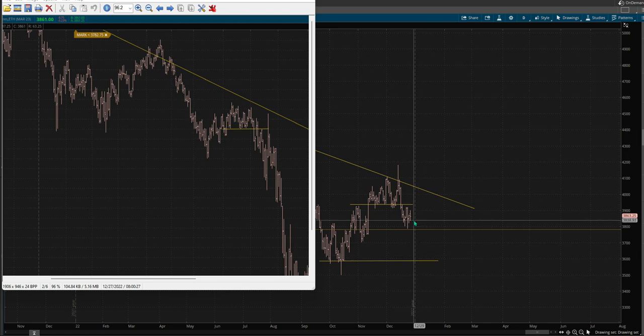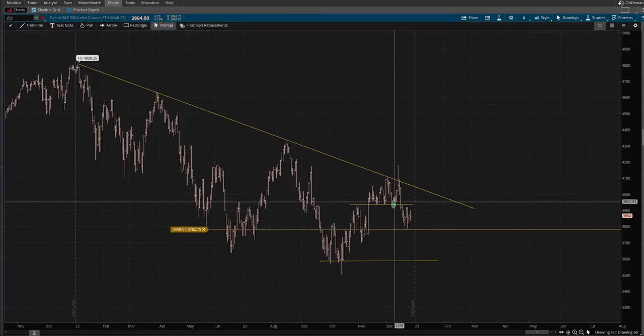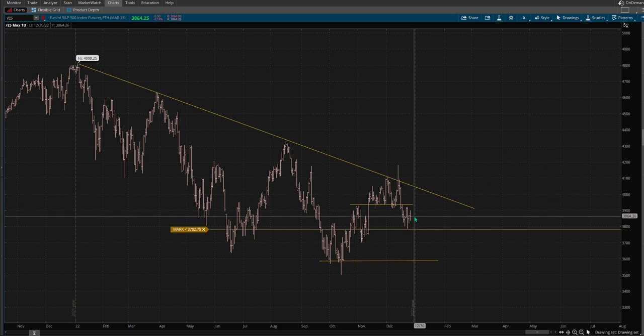Again, time frames are always different, so this could stretch out all the way out to here and then come down. But eventually it's going to come down. That's just the way physics is. Whatever goes up must come down. So yeah, here we are. We're just paying attention to this area.